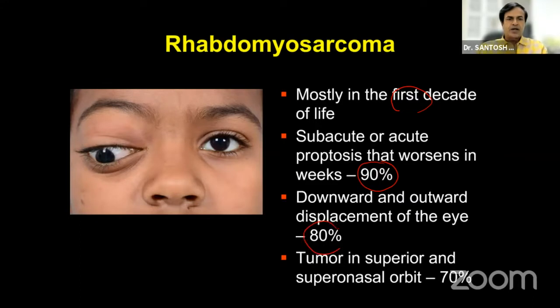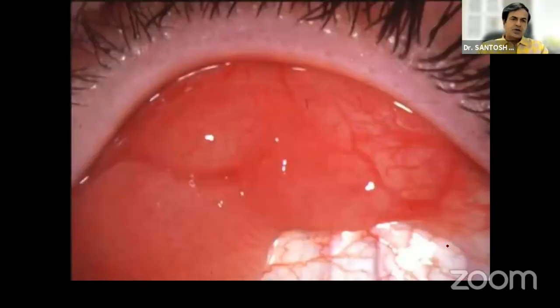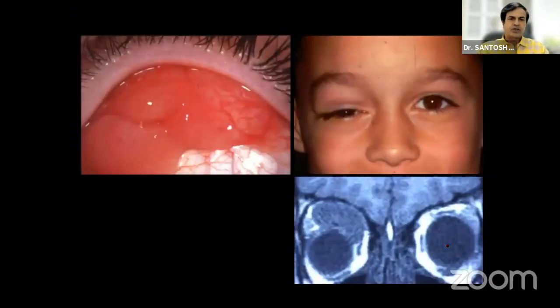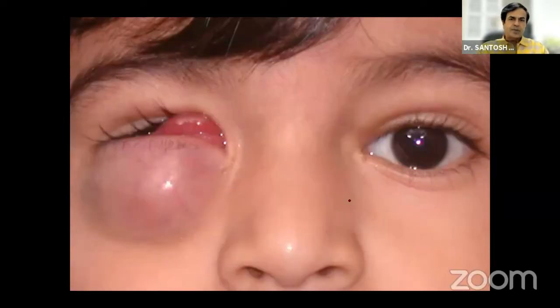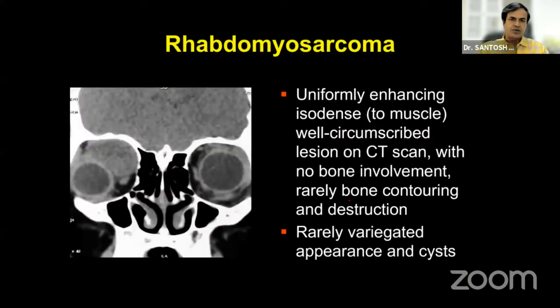With downward and outward displacement of the eye, that is the most typical presentation because the tumor is generally located in the superior, slightly towards the supranasal aspect. That was in 70%. This is one of the manifestations where a patient presented with a fleshy superior fornical mass, and when we do MRI, you see a superior orbital lesion in close association with the superior rectus LPS complex and ptosis. This is a presentation of a botryoid variant of rhabdomyosarcoma in the inferior fornix.